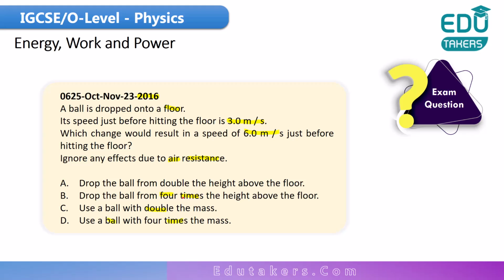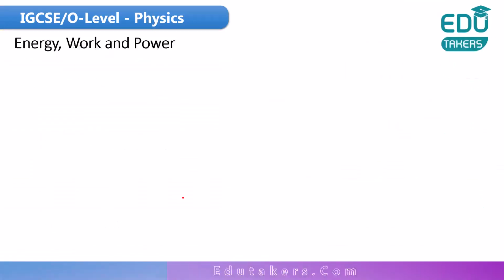So here basically you have to use the concept of conservation of the energy. As the ball is dropped onto the floor, it means that all the gravitational potential energy is converted into the kinetic energy as the ball hits the floor. So loss of gravitational potential energy is equal to gain in kinetic energy. Let's see the answer and explanation.